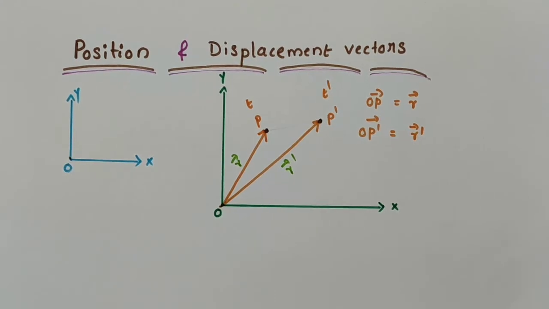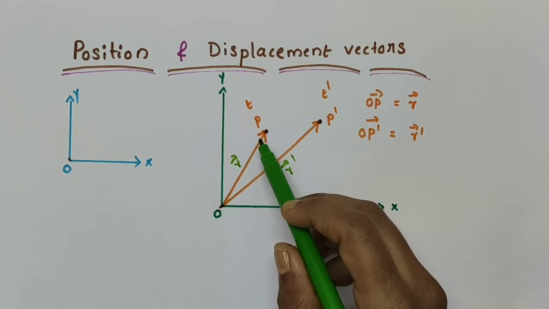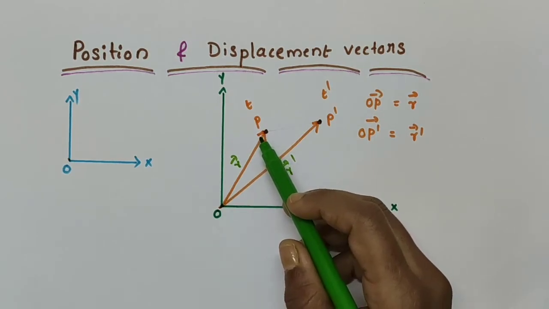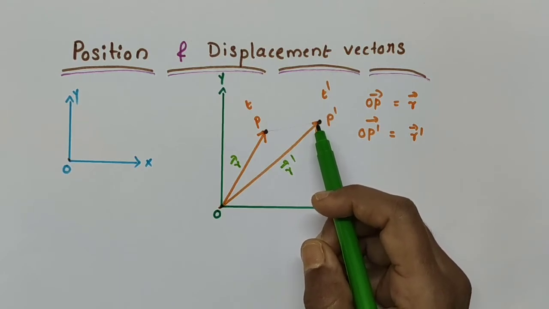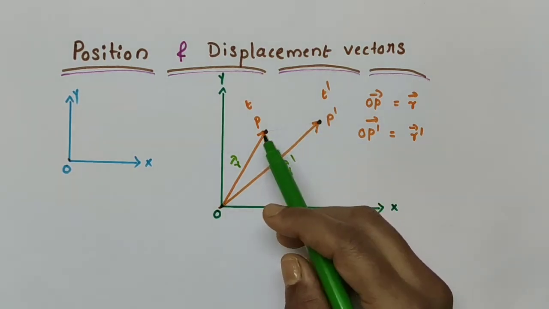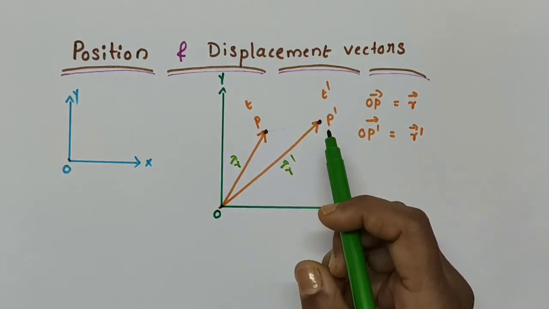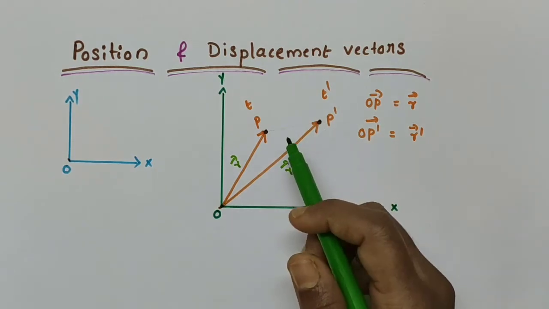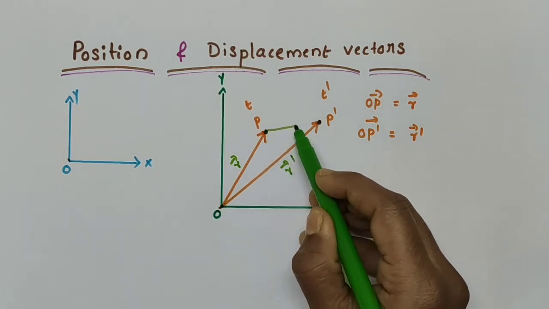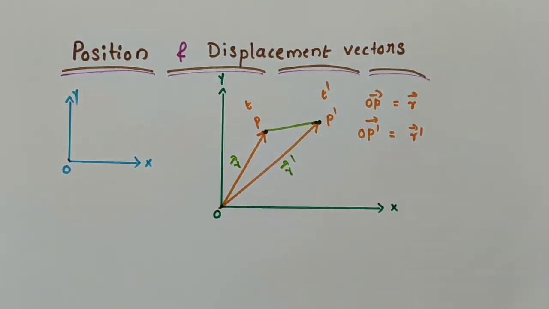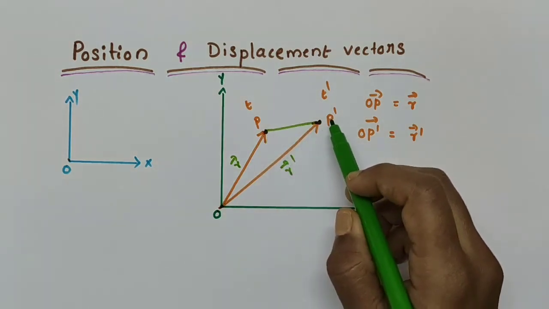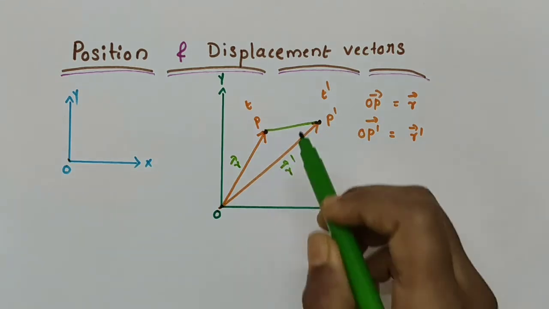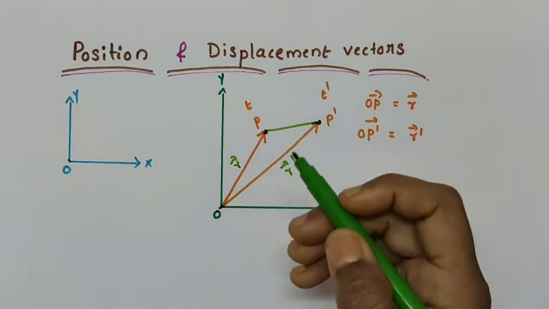Now suppose that the object is here at this point P initially and it moves towards P dash and reaches here at this point after some time. So P is the initial position of the object and P dash is the final position of the object. Now if we join these two points P and P dash by a straight line, we will get a straight line here, which is the displacement of this object, because final position minus initial position is the displacement of an object.